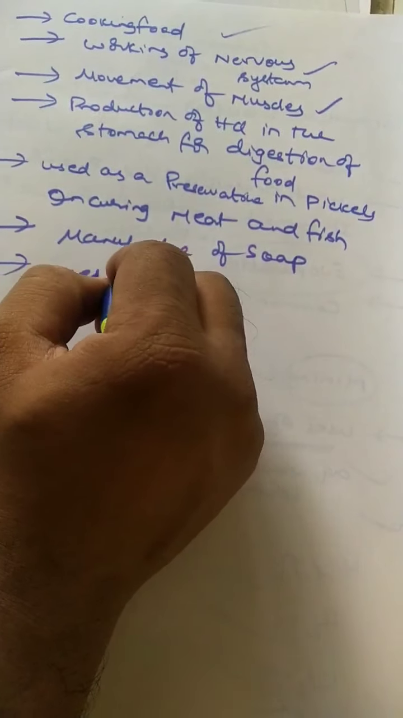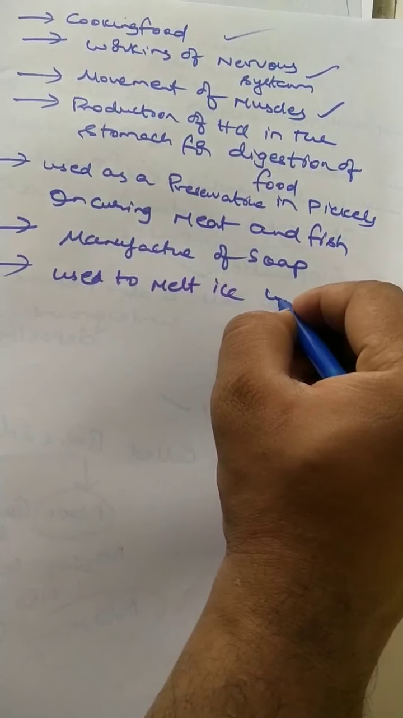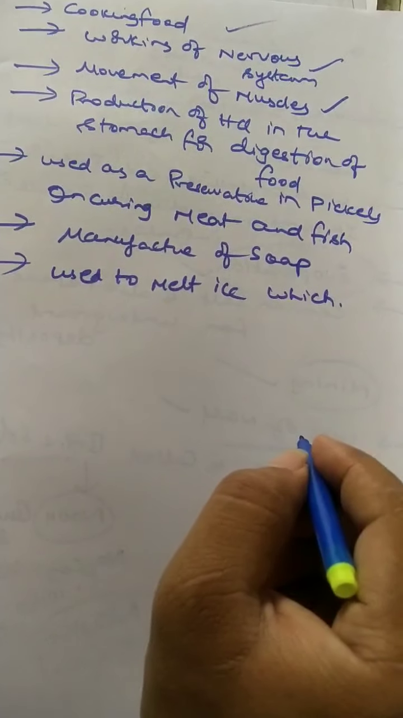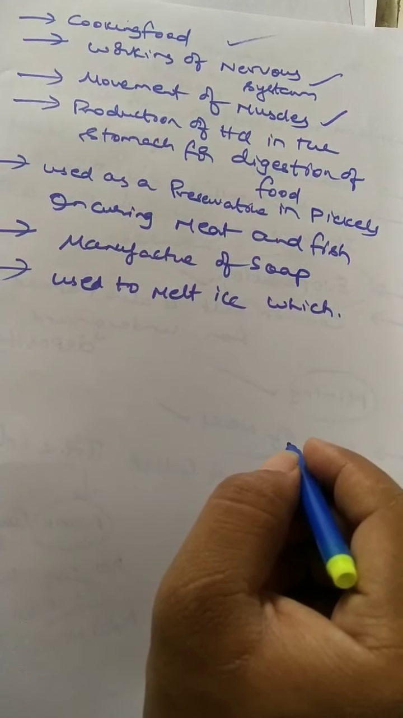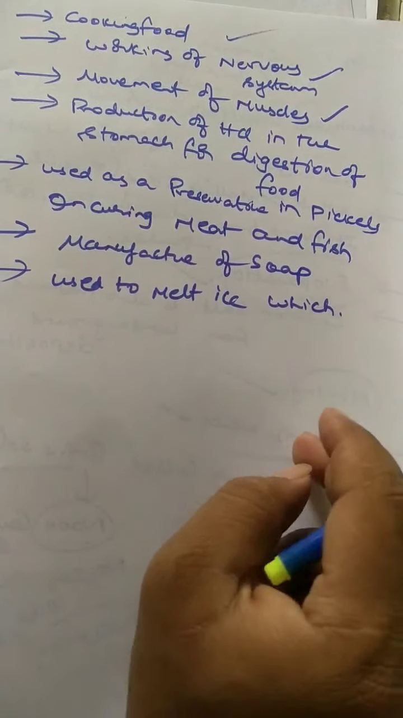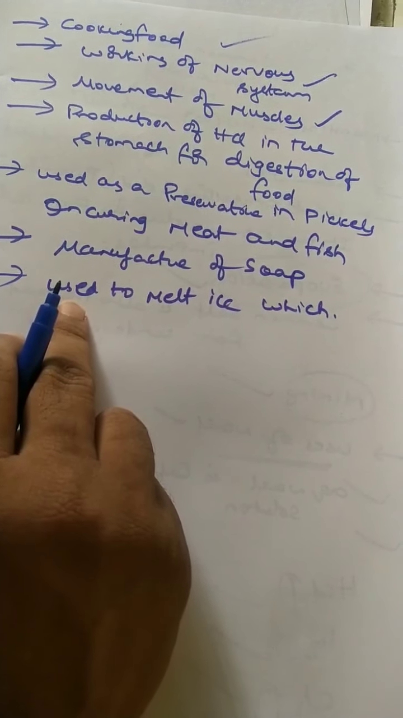It is also used to melt ice. This point is important. It is used to melt ice which collects on the roads during winter in cold countries. In cold countries the whole road is filled with ice, so to melt that ice they simply throw sodium chloride salt on it, so that the ice melts immediately.